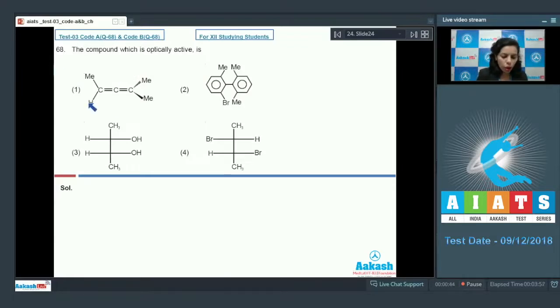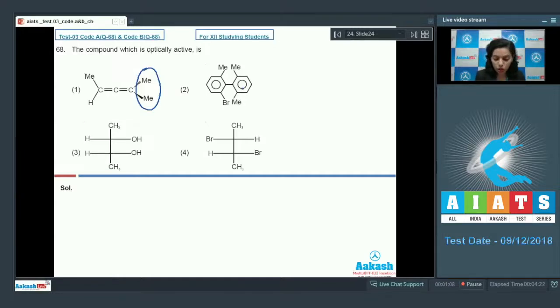If we talk about option 1, this is an allene. And if we talk about an allene which is properly substituted, in that case it would definitely be optically active. But here, in this allene, there are two methyl groups present, and these make a plane of symmetry here, and that results in optical inactivity in this compound.